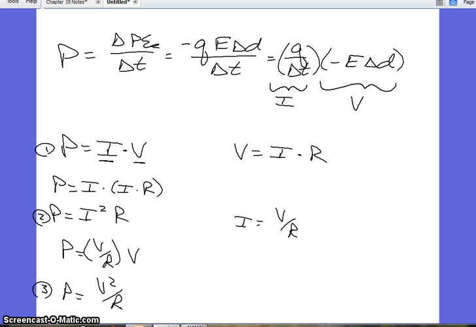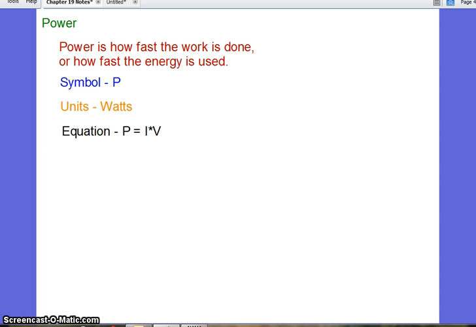So again, depending on what we're given, if we're given current and voltage, we use the first equation. If we're given current and resistance, we use the second equation. And if we're given voltage and resistance, we use the third equation. So power is still, again, how fast the energy is being used. Symbol P, units watts. Depending on what we are given, we would use one of these three equations.